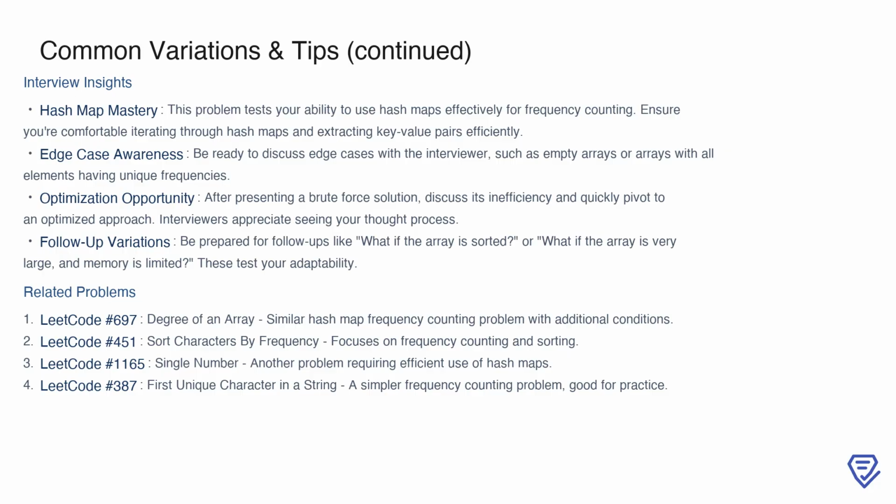For further practice, you can explore related problems like LeetCode number 697, which also involves frequency counting, or number 451, which combines frequency counting with sorting. Other examples include number 1165 and number 387, both of which focus on hash map usage in different contexts.